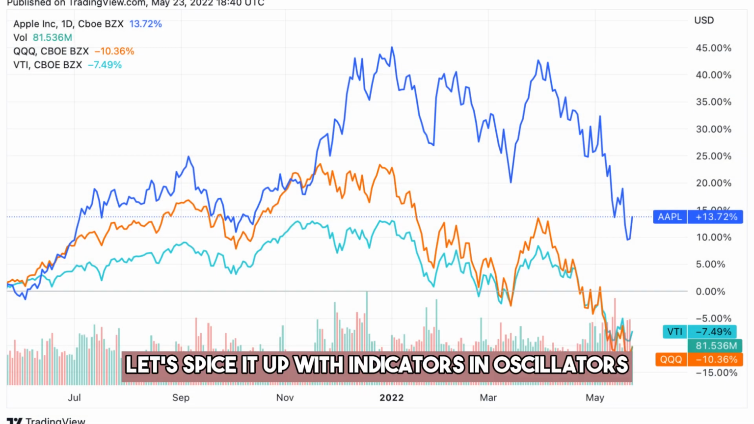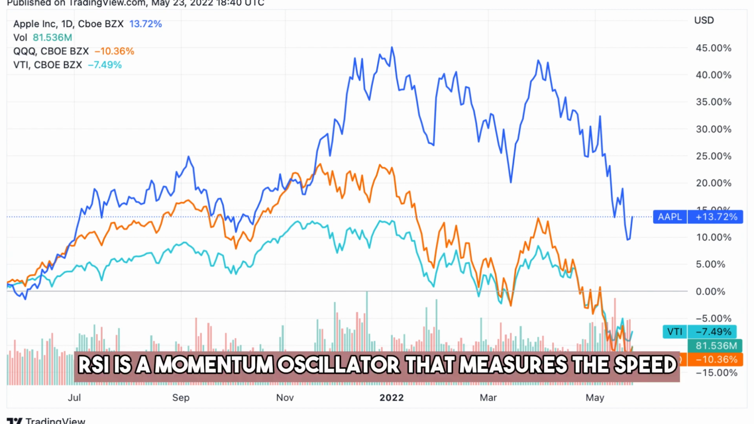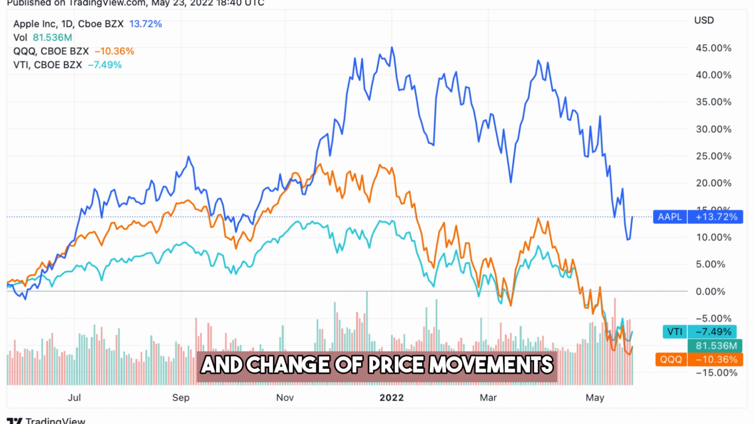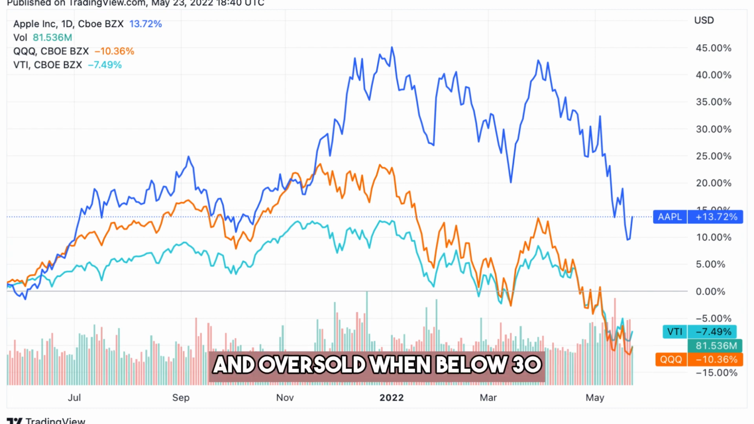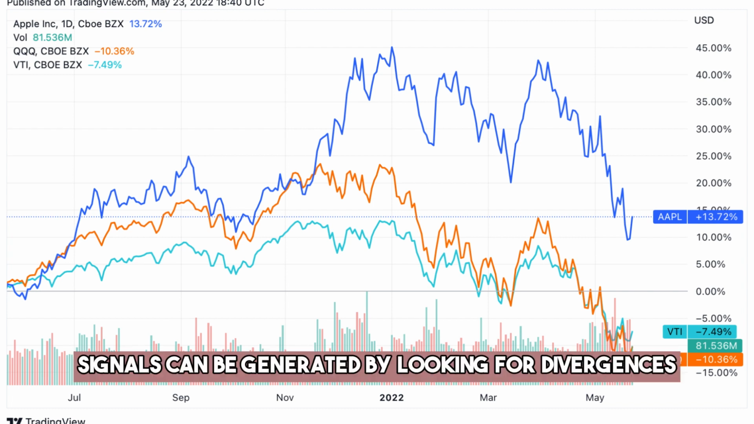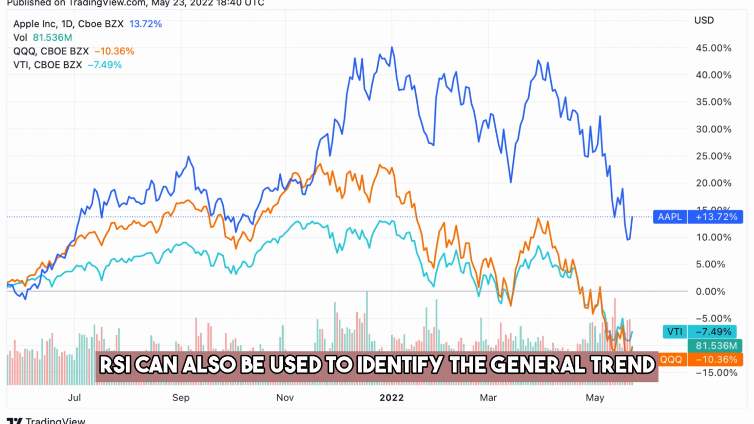Let's spice it up with indicators and oscillators. The Relative Strength Index, RSI, is a momentum oscillator that measures the speed and change of price movements. The RSI oscillates between 0 and 100. Traditionally, the RSI is considered overbought when above 70 and oversold when below 30. Signals can be generated by looking for divergences and failure swings. RSI can also be used to identify the general trend.